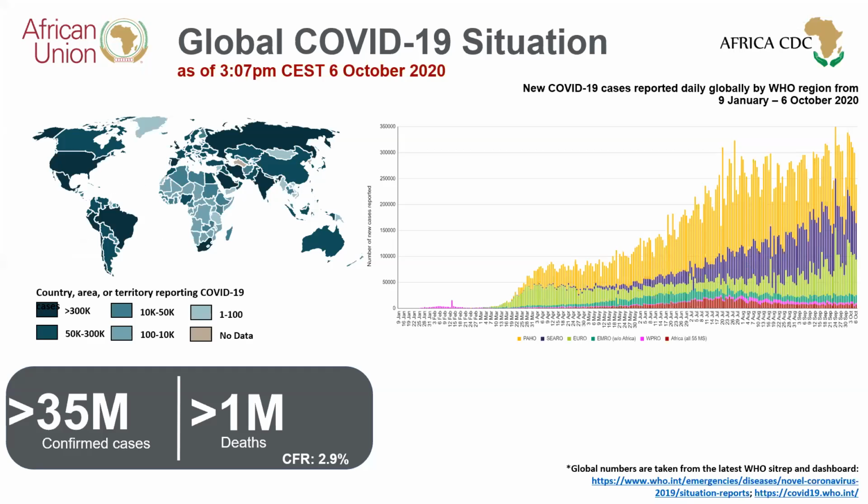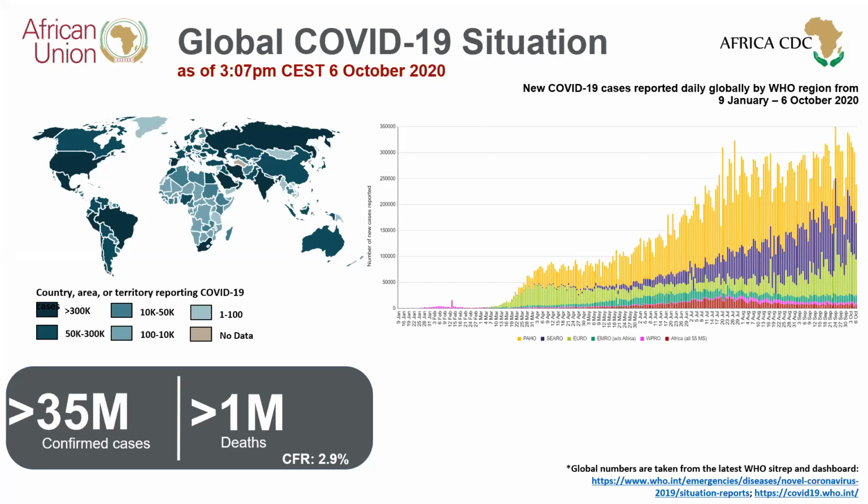So this slide shows the epidemiological situation of COVID-19 globally. And the map to the left shows the distribution of COVID-19 cases by country across the world. The darker color indicates the countries that have reported more than 300,000 cases since the beginning of the pandemic. And 20 countries, including South Africa, have reported over 300,000 cases to date.